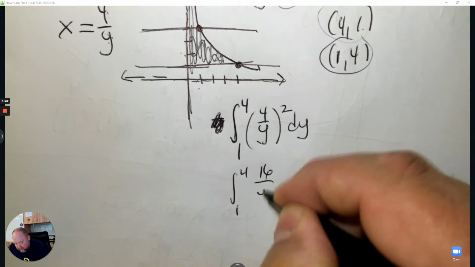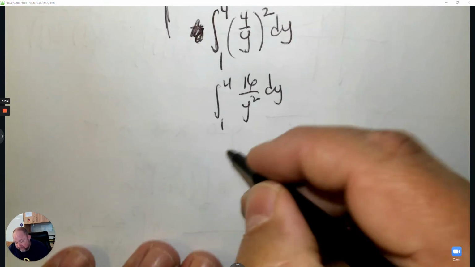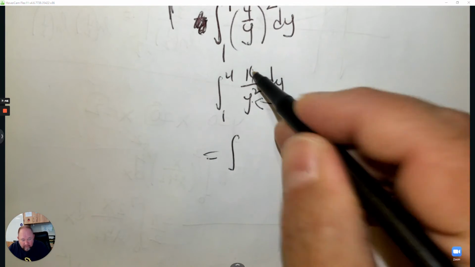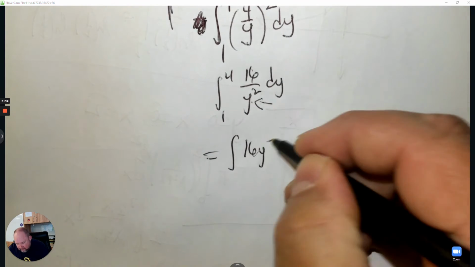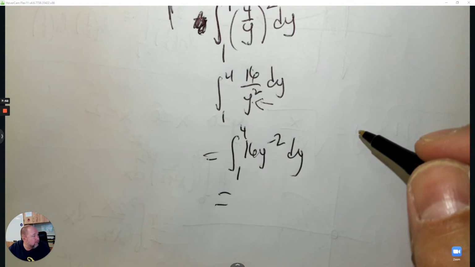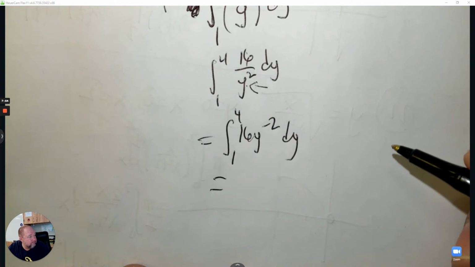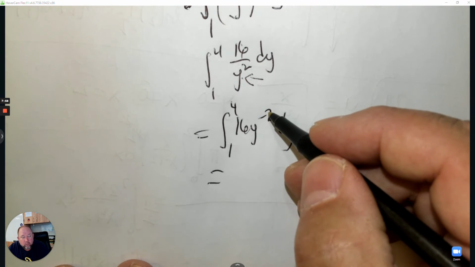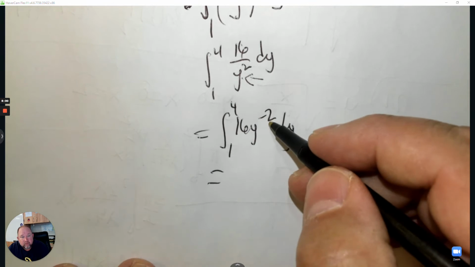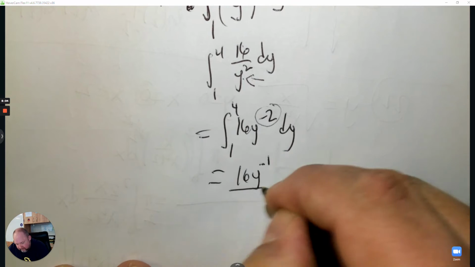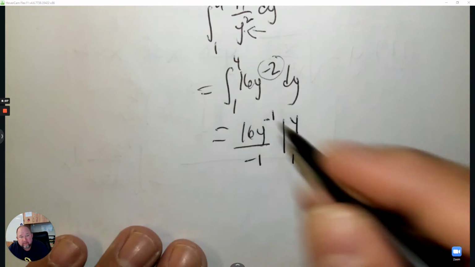This is 16 over y squared. Make it calculus friendly. This is not a logarithm because the derivative of the bottom doesn't match the top, but it's not too bad to integrate. So I'm going to add 1 and divide by that, from 1 to 4.